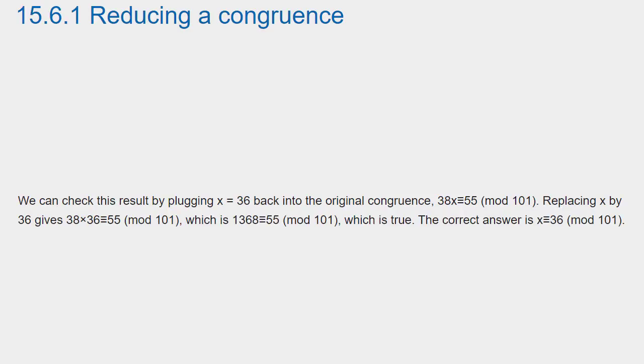We can check this result by plugging x equals 36 back into the original congruence. 38x is congruent to 55 mod 101. Replacing x by 36 gives 38 times 36, which is congruent to 55 mod 101, which is 1368, which is congruent to 55 mod 101, which is true. The correct answer is x is congruent to 36 mod 101.